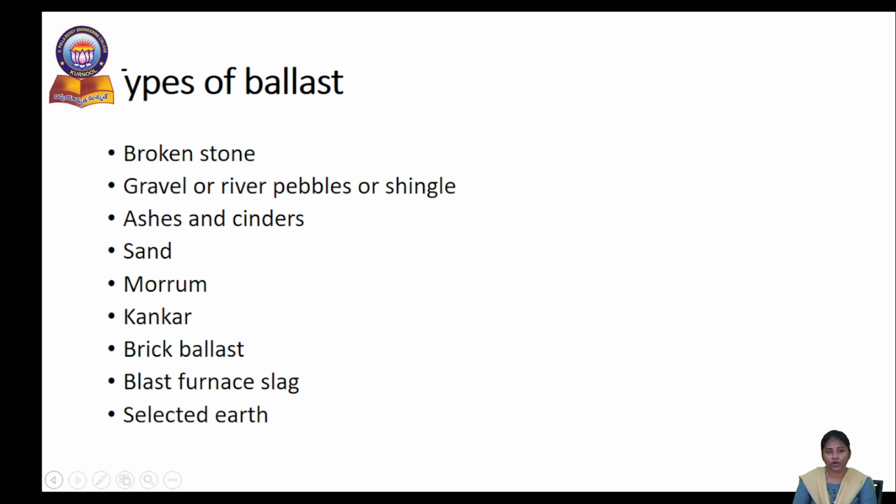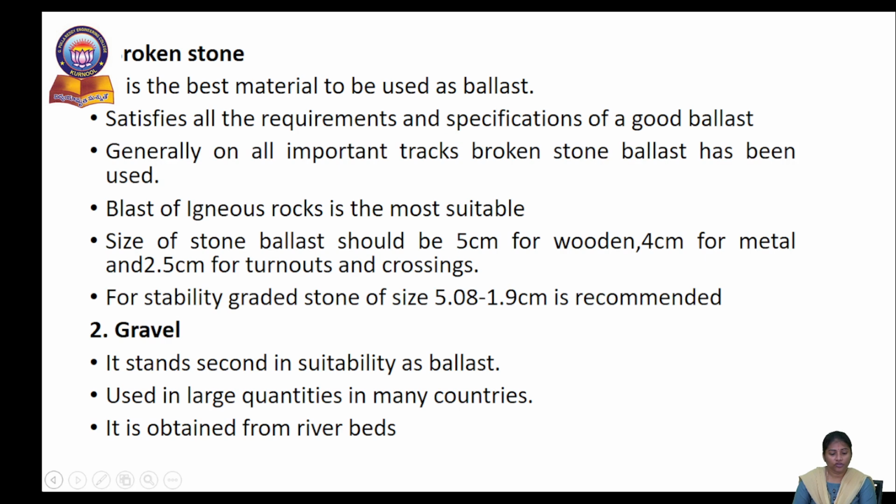You can use broken stone, gravel or river pebbles or shingle, ashes and cinders, sand, moram, conker, brick ballast, blast furnace slag, and selected earth. When you consider broken stone, it is the best material that you can use as ballast when you construct a railway track, which satisfies all the requirements and specifications of a good ballast, which we specified in the previous slides. In general, on all important tracks, broken stone ballast has been used.